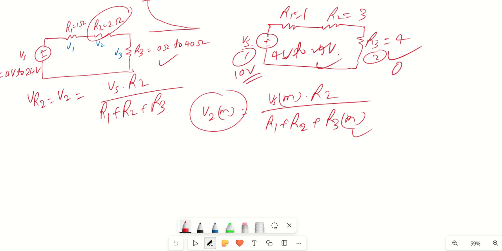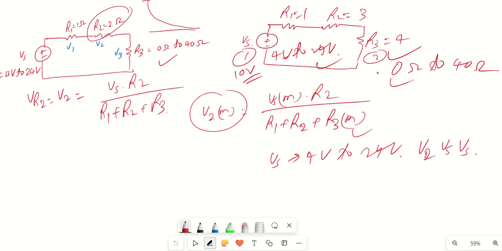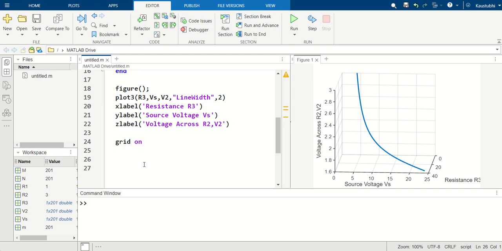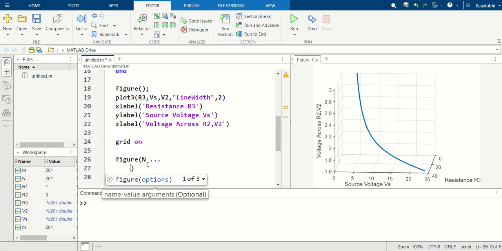R3 varies from 0 ohm to 40 ohm. So that is your second question. First question is vary your Vs from 4 volt to 24 volt and plot V2 versus Vs. And change R3 from 0 ohm to 40 ohm and plot V2 versus R3. So this will be your second question. To help you understand more, let me quickly draw the figure.